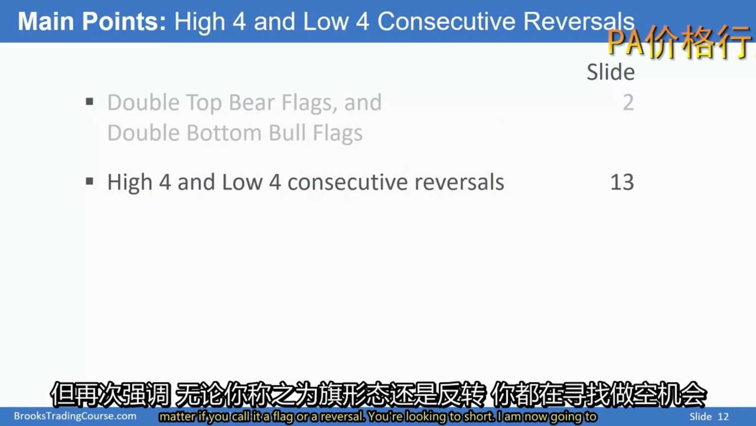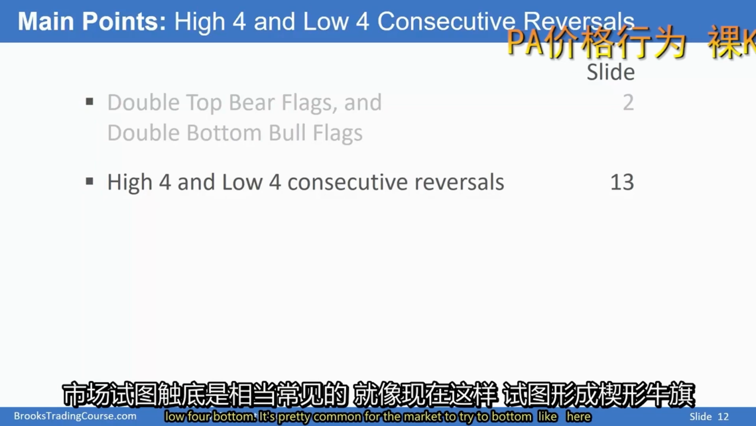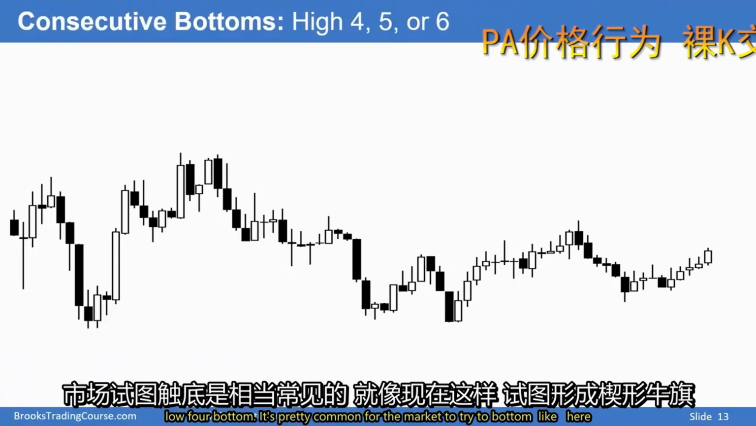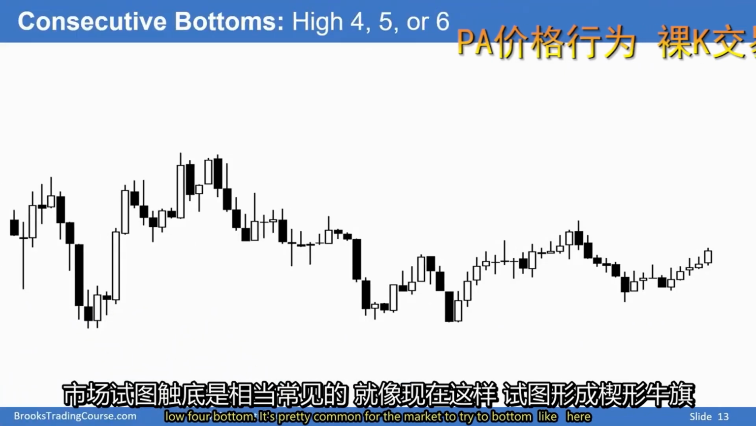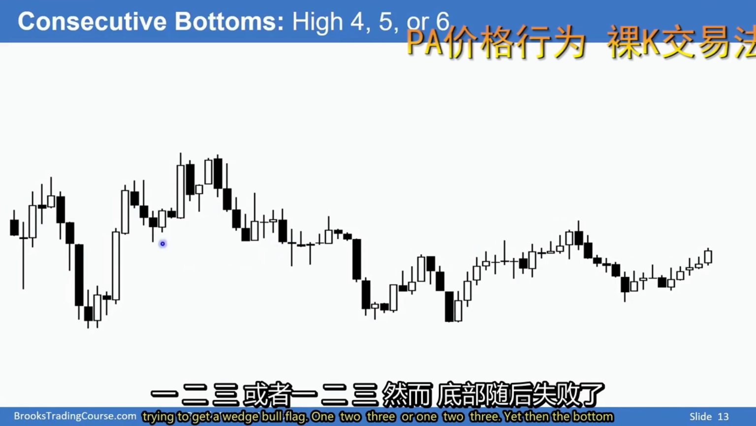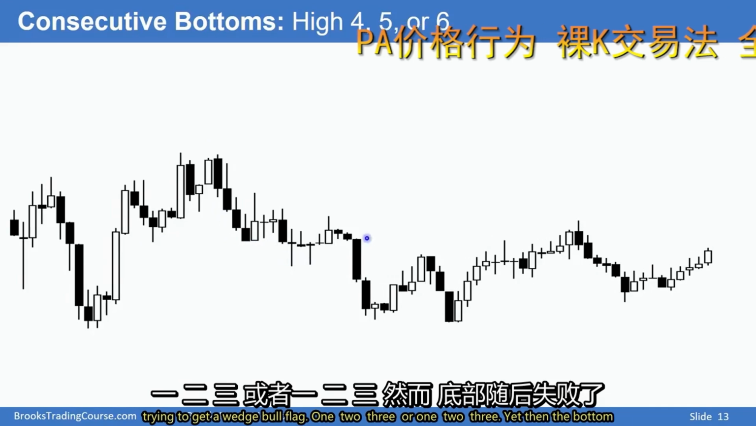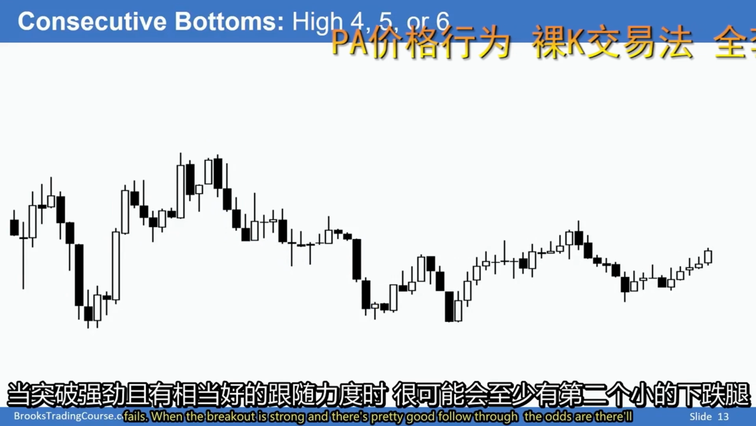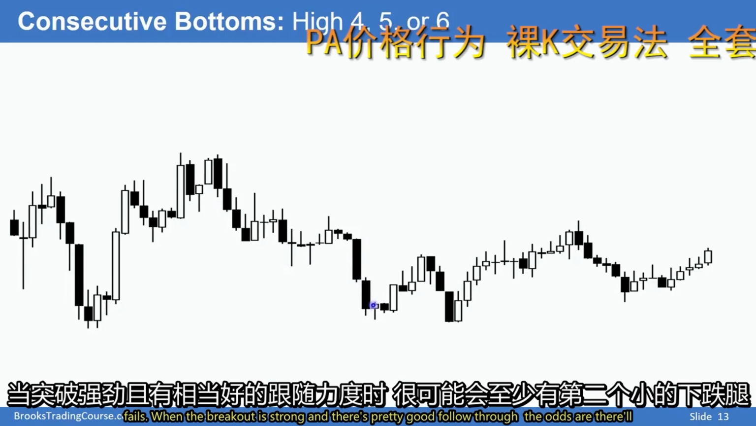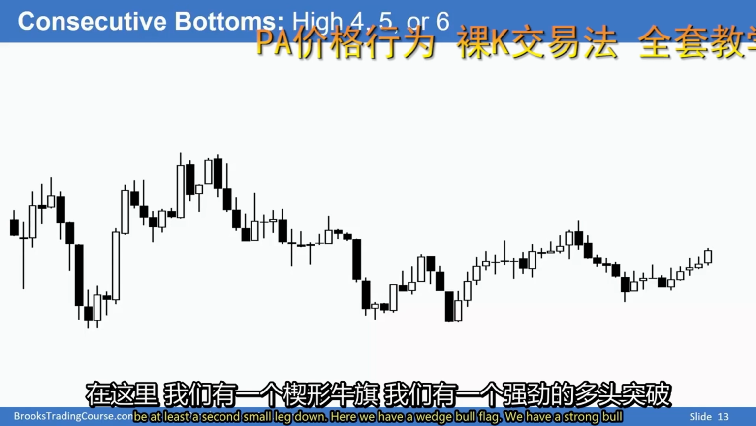I am now going to talk about consecutive reversals, and they are all variations of a high 4 top or a low 4 bottom. It's pretty common for the market to try to bottom. Like right here, we're trying to get a wedge bull flag, 1, 2, 3. Yet then the bottom fails. When the breakout is strong and there's pretty good follow through, the odds are there'll be at least a second small leg down.